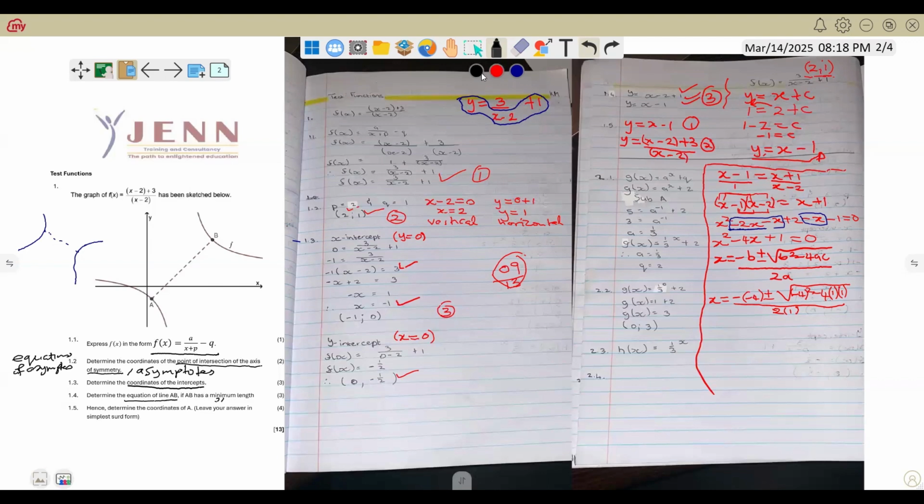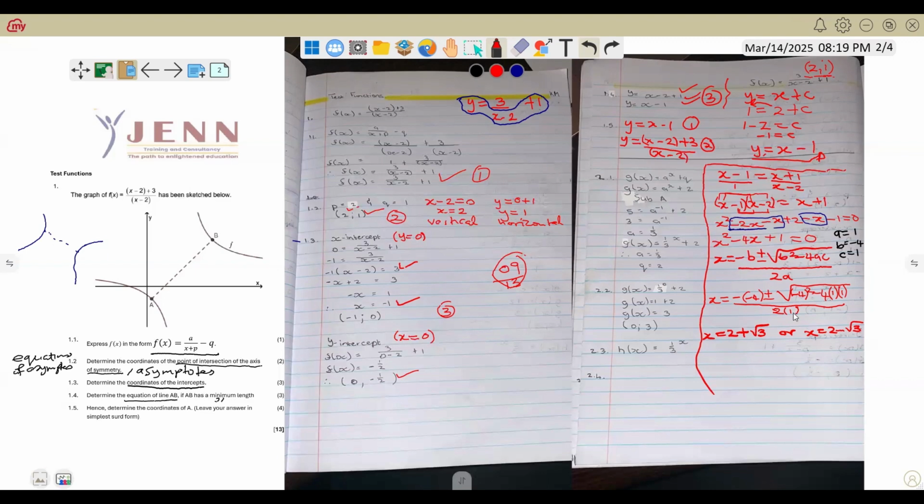Use your calculator. x is equal to 2 plus the square root of 3, or x is equal to 2 minus the square root of 3. So x equals 2 plus the square root of 3, or also 2 minus the square root of 3. Is that clear?